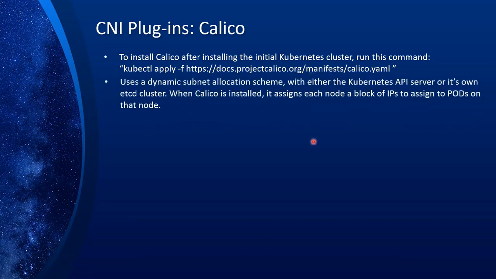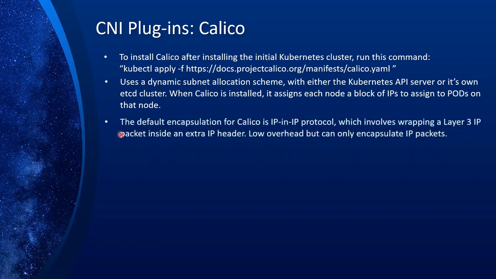Calico uses a dynamic subnet allocation scheme, which basically uses the Kubernetes API server's etcd, or you can set up its own etcd if you want to do it that way. That holds the reference of which IPs will be assigned to each node. Once Calico is installed, it assigns a block of those IPs to each node, and each node then becomes responsible for assigning the IPs to the pods that it creates inside it.